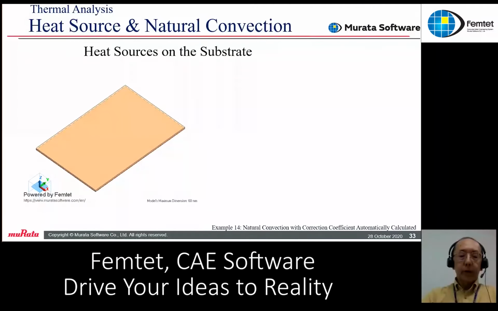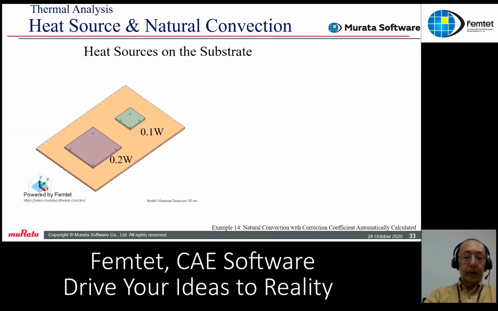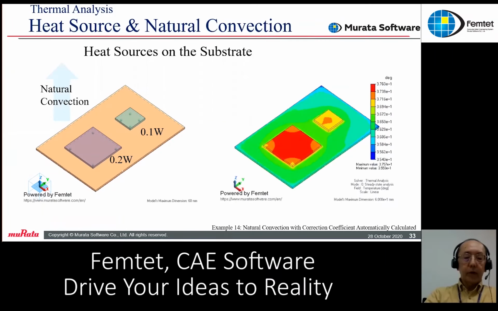Now, I would like to touch upon the heat source and the natural convection. Now we are looking at the analysis model. This is a substrate, and we place two heat sources. One is 0.2 watts, and another one is 0.1 watts. And the heat is radiated in the natural convection. The simulation shows the highest temperature at the heat source of 0.2 watts.